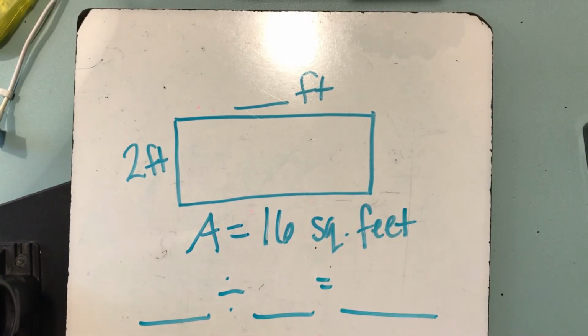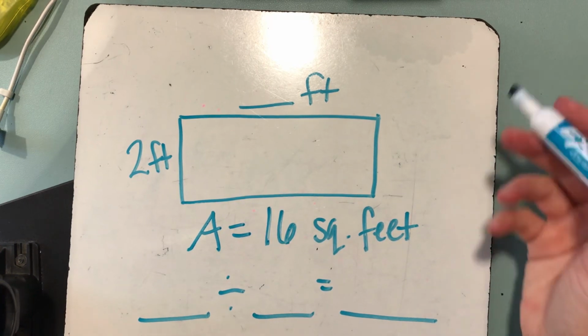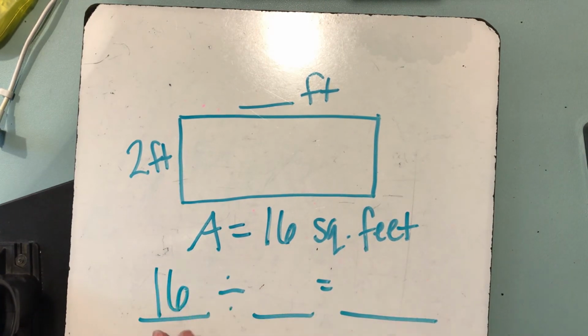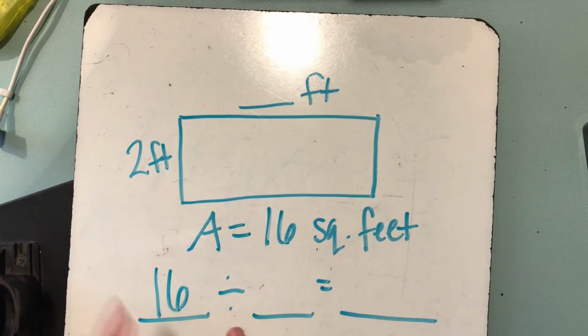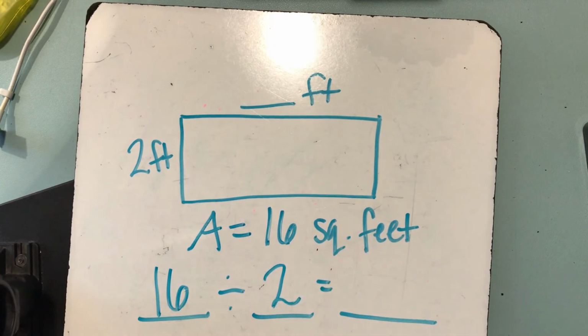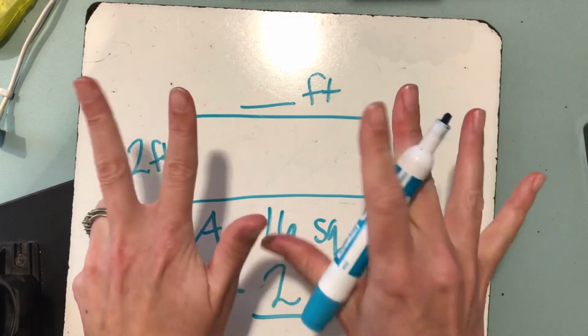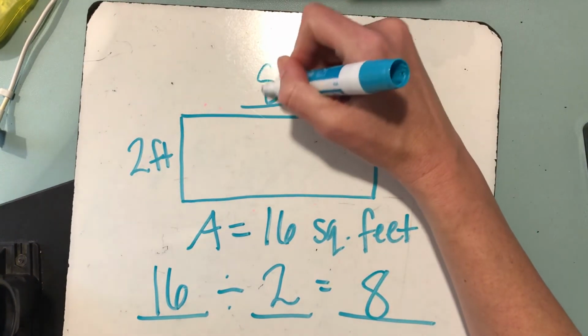So I want you guys to see if you can solve this on your own. So pause the video, see if you can solve it on your own, and then come back and check your work. Okay, so you should have put 16 here because that's the total, that always goes first, divided by the known side. We know that one of the sides is 2, and then you should have skip counted until you got to 16, which is 8. So that missing side was 8 feet.